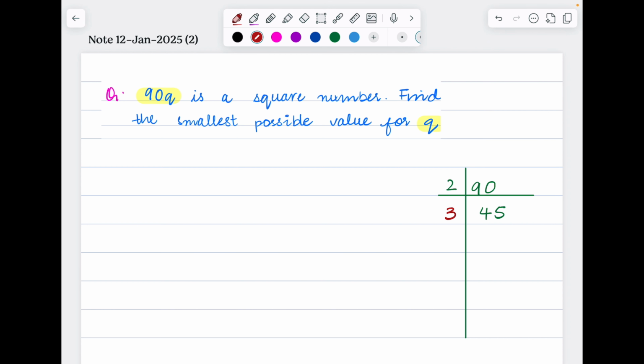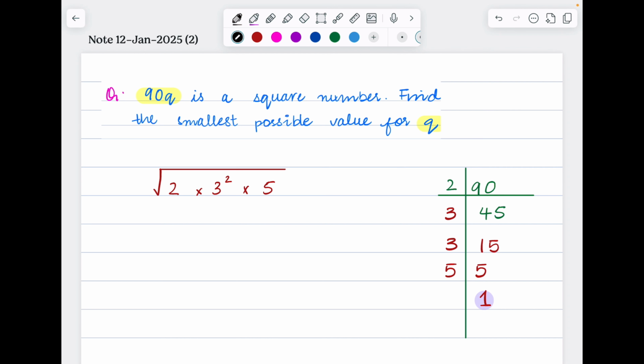So I'll divide by 3, that will give me 15. Then 15 is divisible by 3 again, because 3 times 5 is 15, so you have a 5. And then divisible by 5 again, you get a 1 at the end. You're going to put all the numbers which can be put as pairs as squares. So instead of writing 90, I'm going to write 2 times 3 squared times 5.